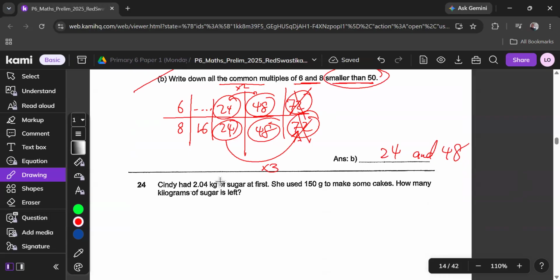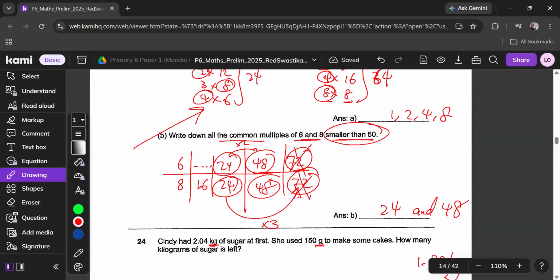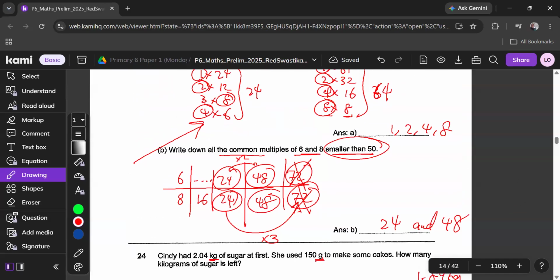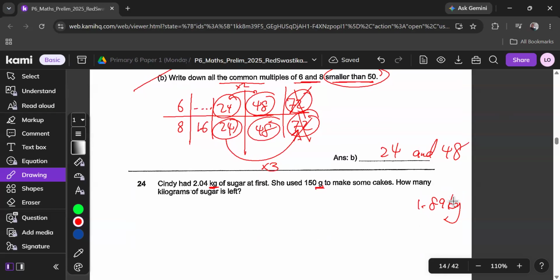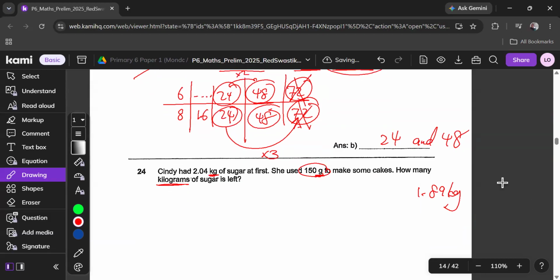Okay, question 24. Your answer will be 1.89 kg. Okay, so there's a kg here, there's grams. When you do math, you must, yeah, Jasmine, question? Can I put 1.890? Can also, 1.890 can, right? So when you do math, kg and grams, you must always make them the same. And what do you want to make them the same? You look at the question. The question wants you to put kg. Then it's better to change the grams to kg. Then you don't have to write so many steps.